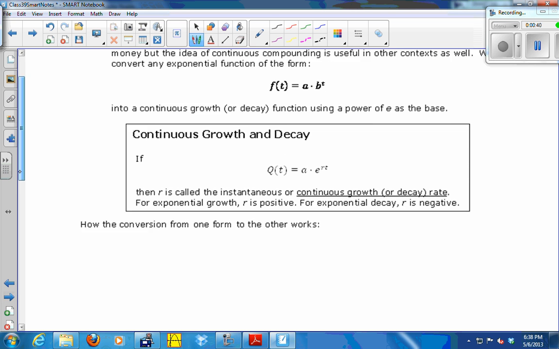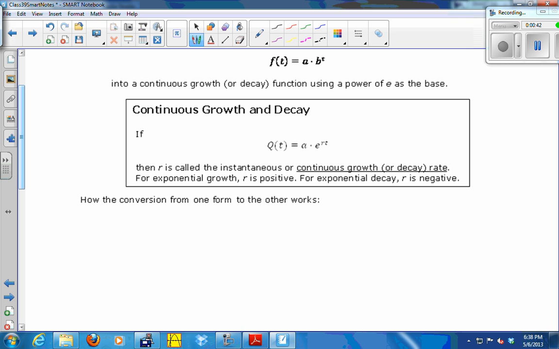You can convert any exponential function of the first form we learned about, a times b to the t, into a continuous growth function, a times e to the rt. And r is generally called the instantaneous or continuous growth or decay rate. So for exponential growth, r is positive, and for decay, r is negative.